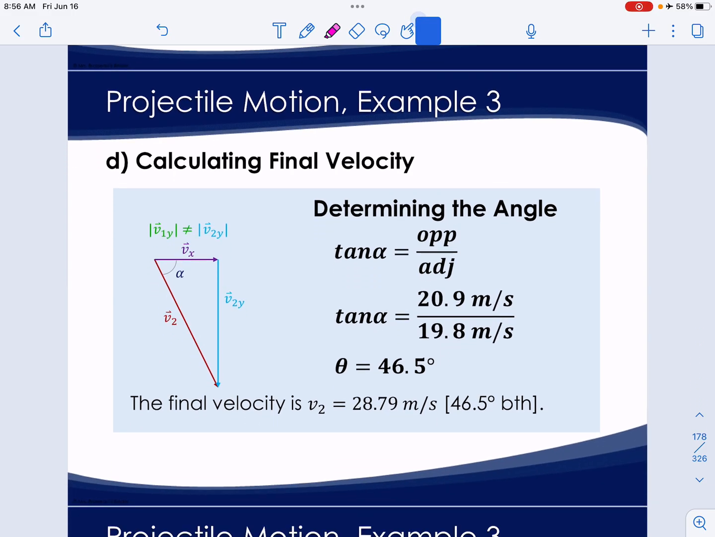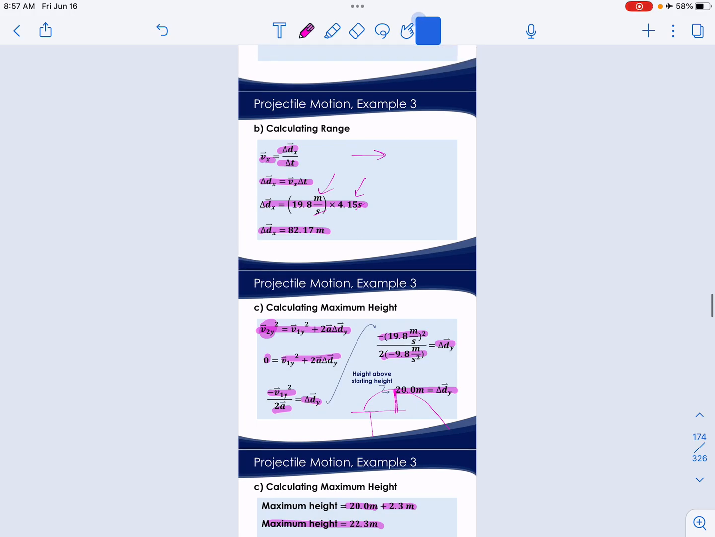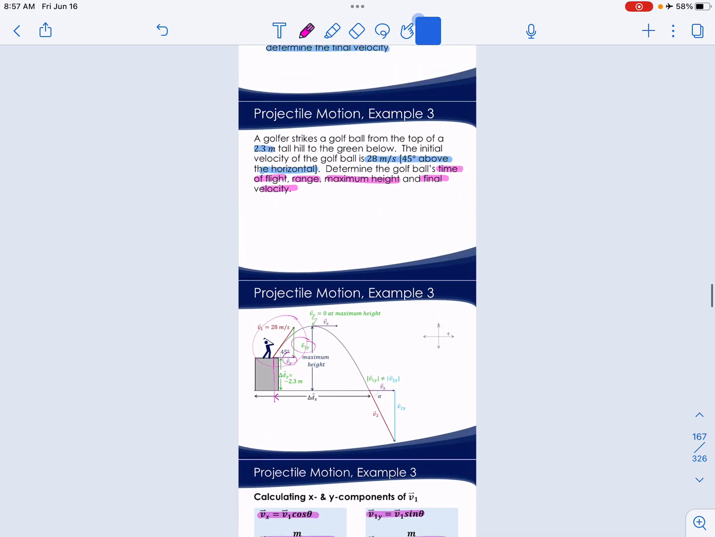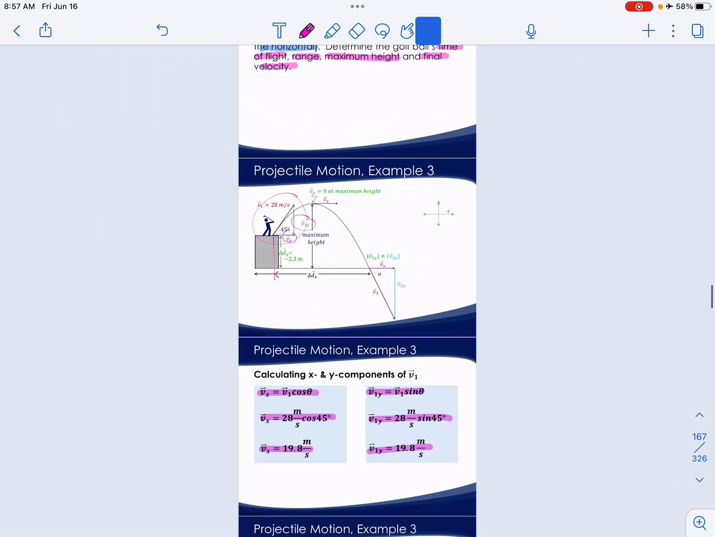Again, now we can use our tangent of alpha; they used alpha instead of theta. We know our Vx, we know our Vy. We plug that into opposite over adjacent, 20.9 over 19.8, and you get 46.5 degrees. Which makes sense because if it was launched, what was the launching angle? I forget what the launch angle was. Yeah, it was launched at 45 degrees.